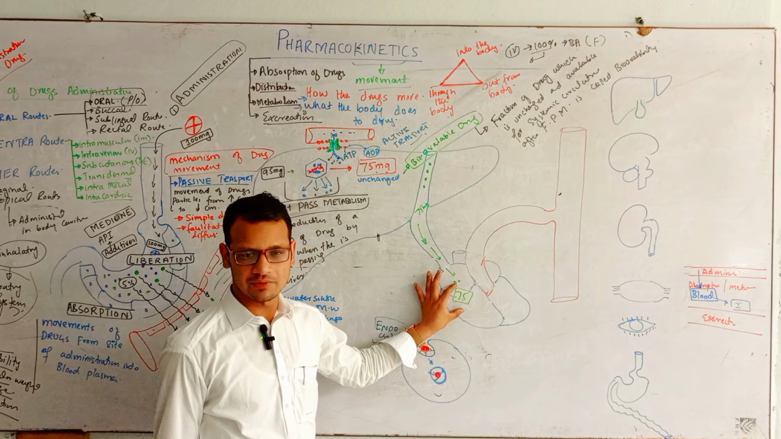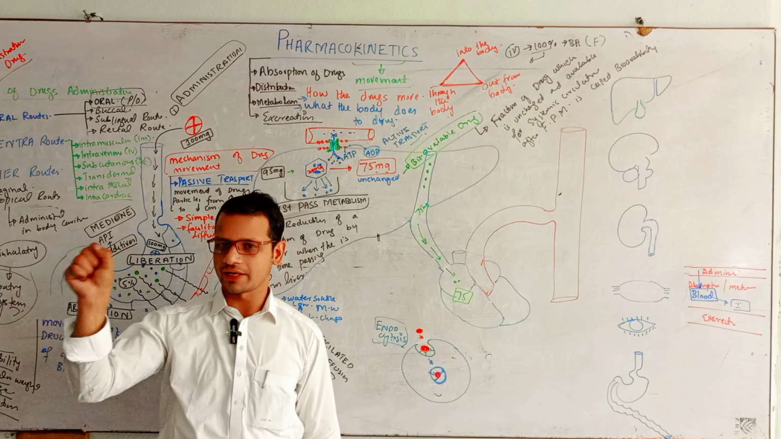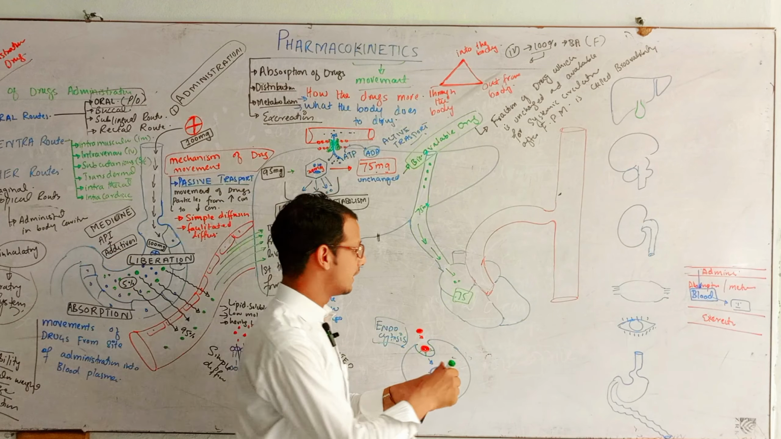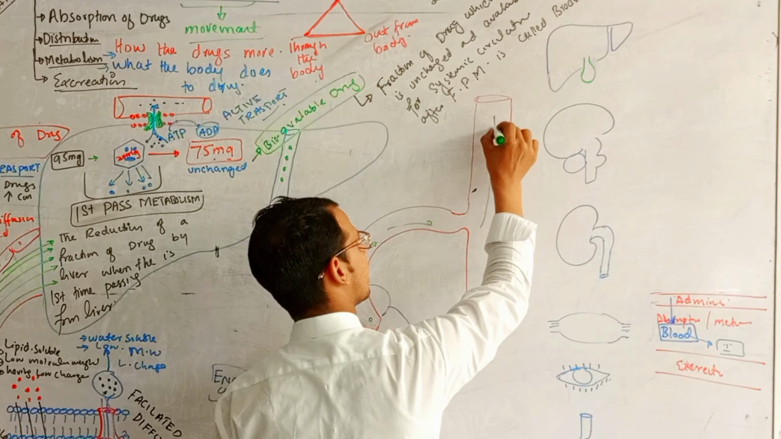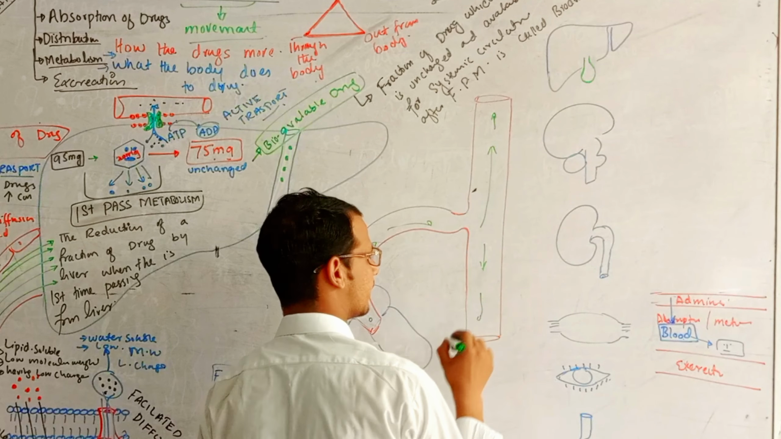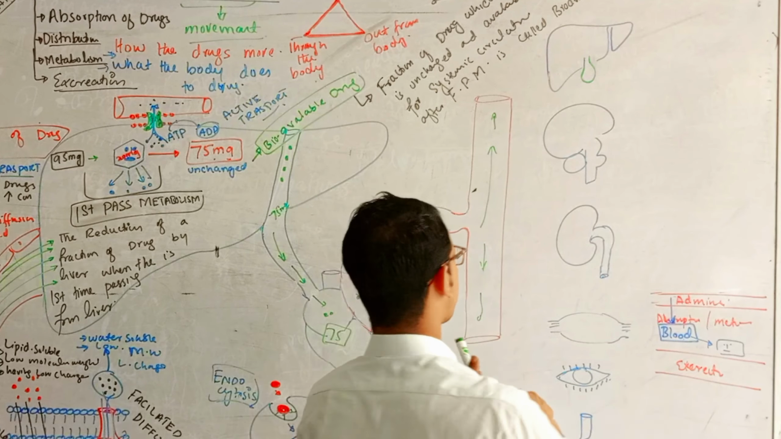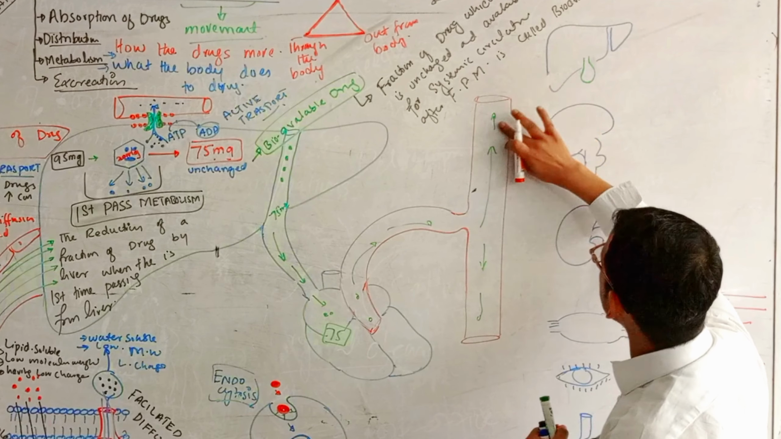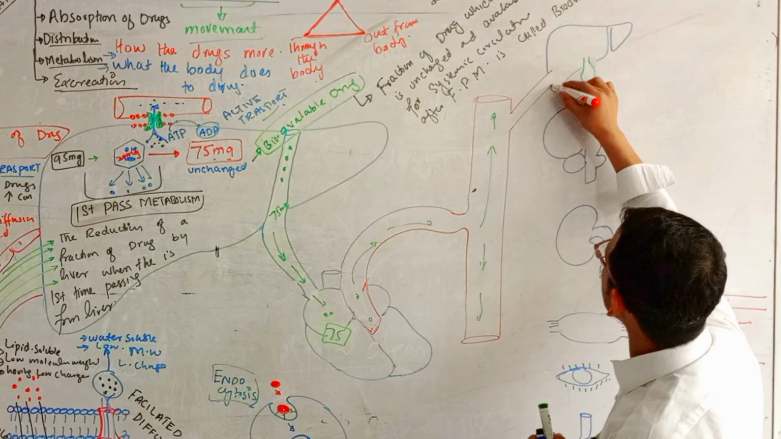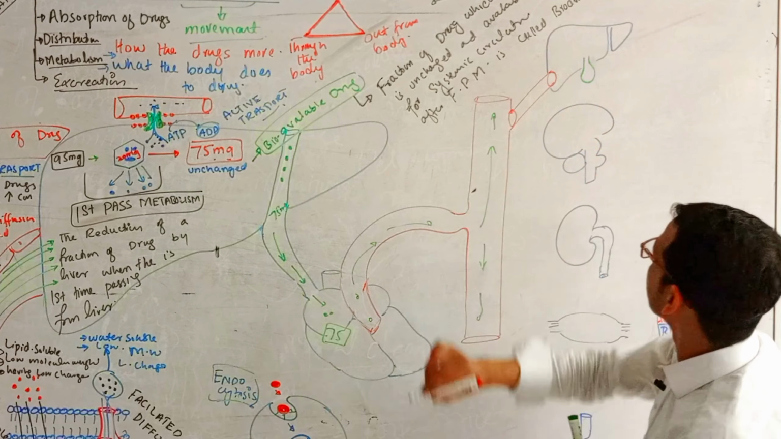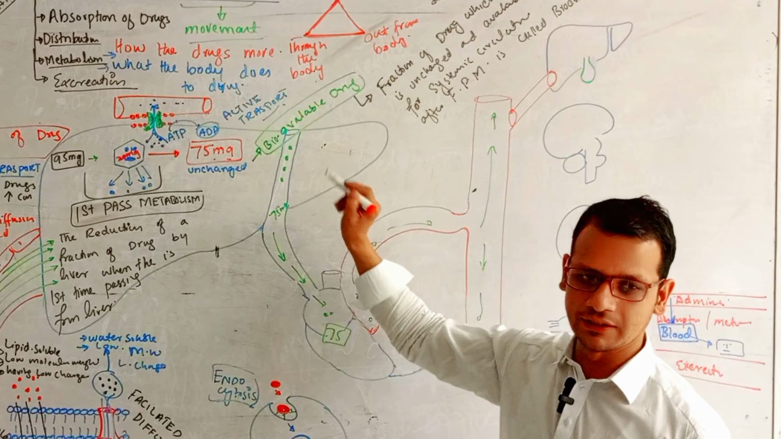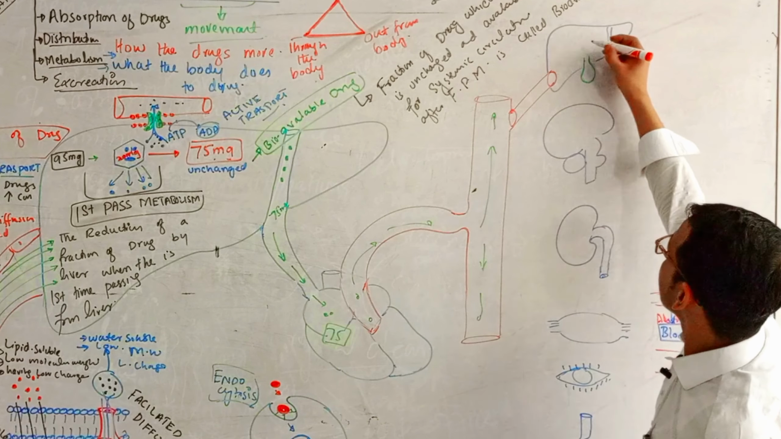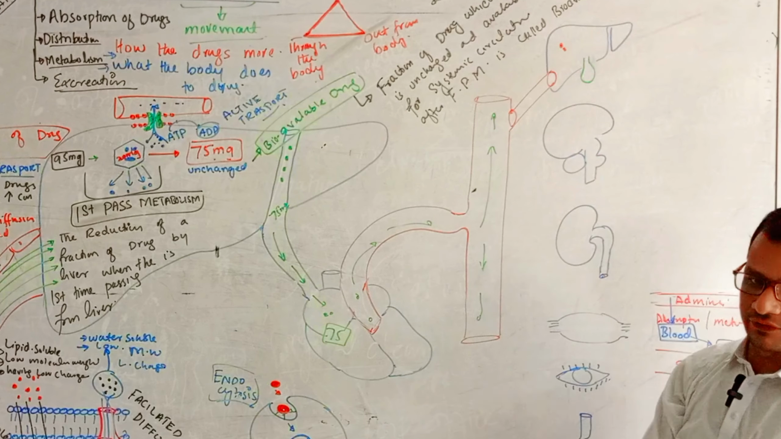After reaching the systemic circulation, when the heart contracts, it will distribute the drug into all the body. For example, this is the hepatic artery, which gives 100% oxygenated blood to the liver. The liver will again get the drug, right? So this is the fraction of drug in the liver.